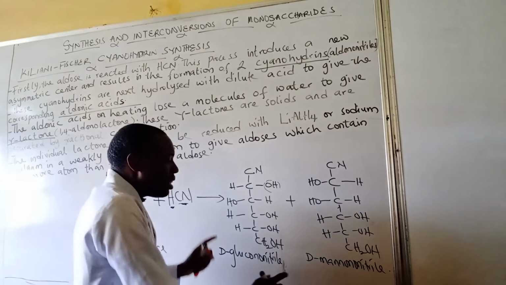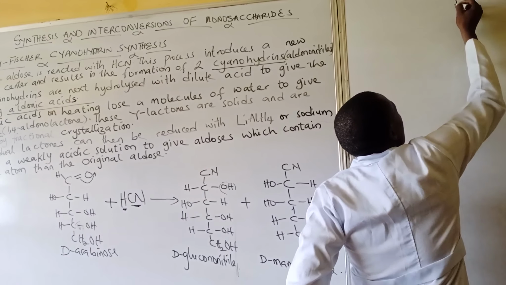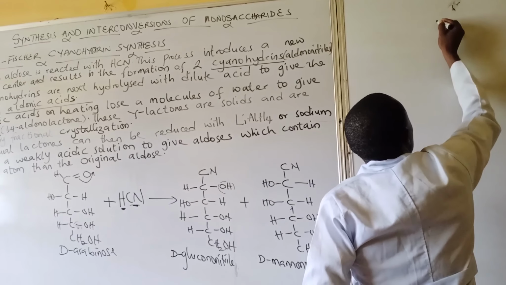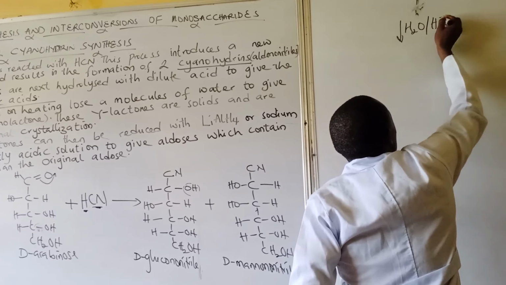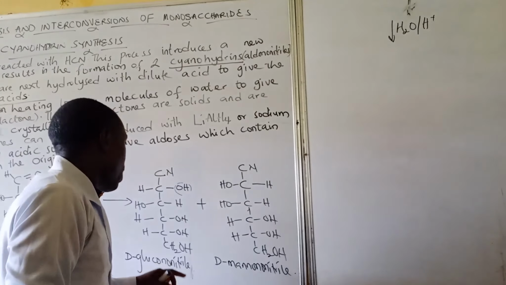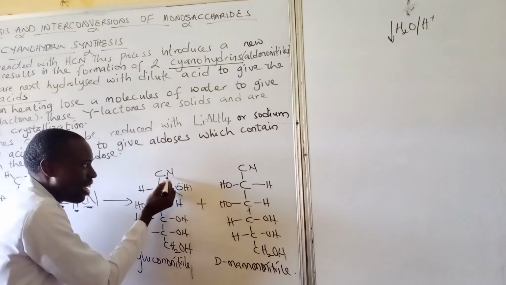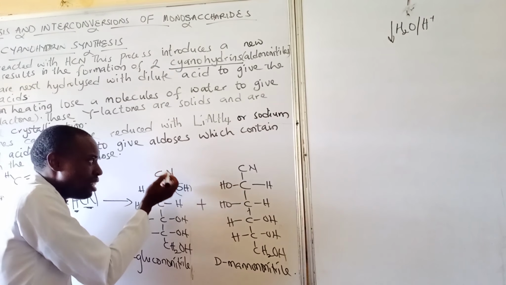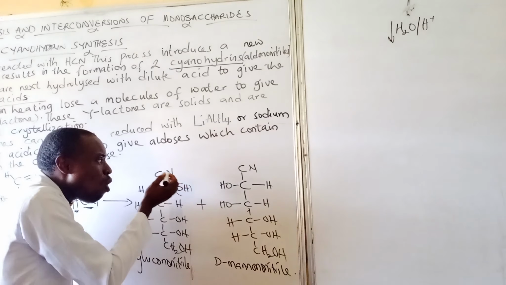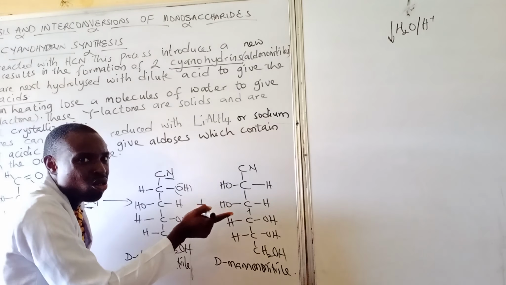Now, in step 2, these cyanohydrins that you have here, in the presence of water and a dilute acid, which is hydrolysis, what will happen? It will be converted. Anywhere you see CN here, you have to hydrolyze this reaction. Take note, this N will be removed, and COOH, which is a carboxylic acid, will be introduced. So here becomes COOH.